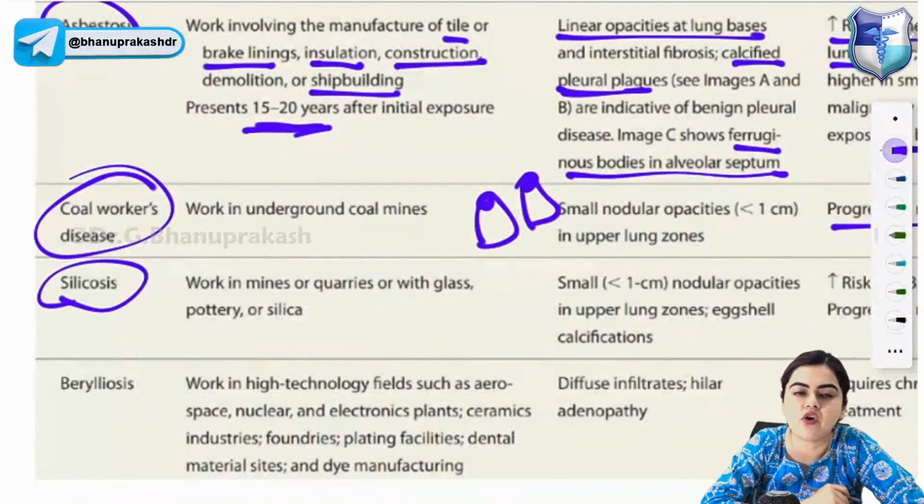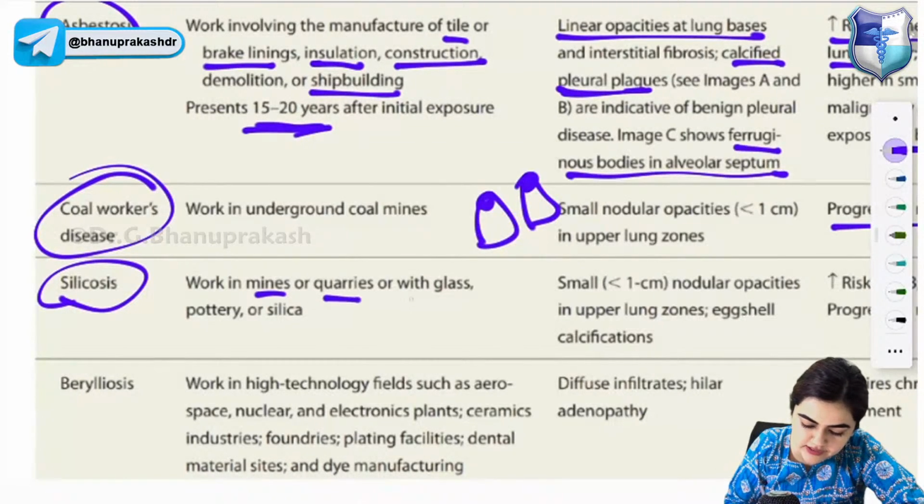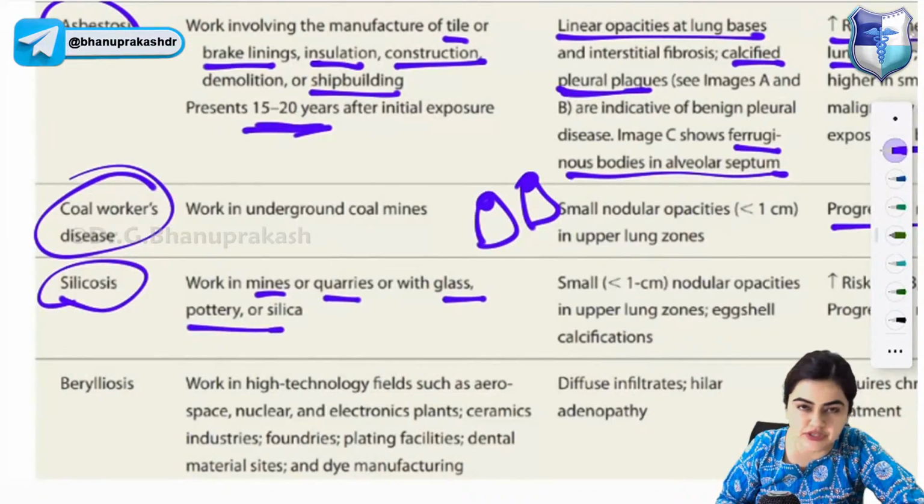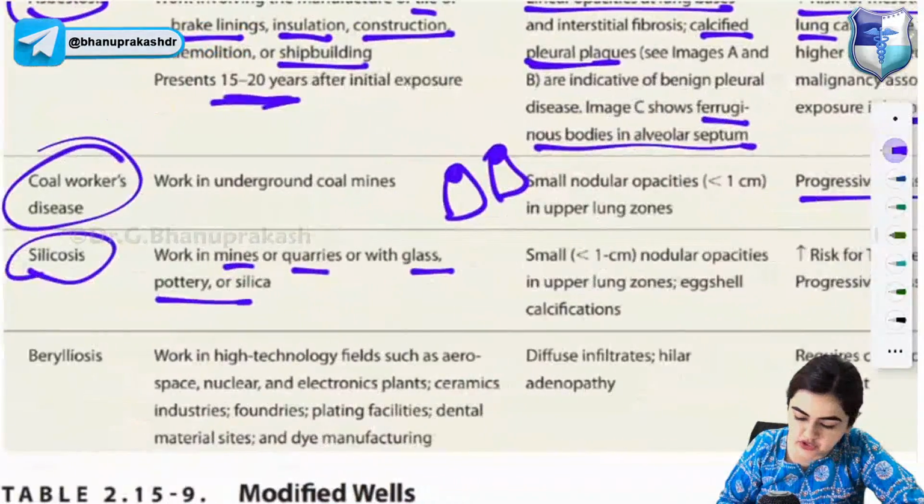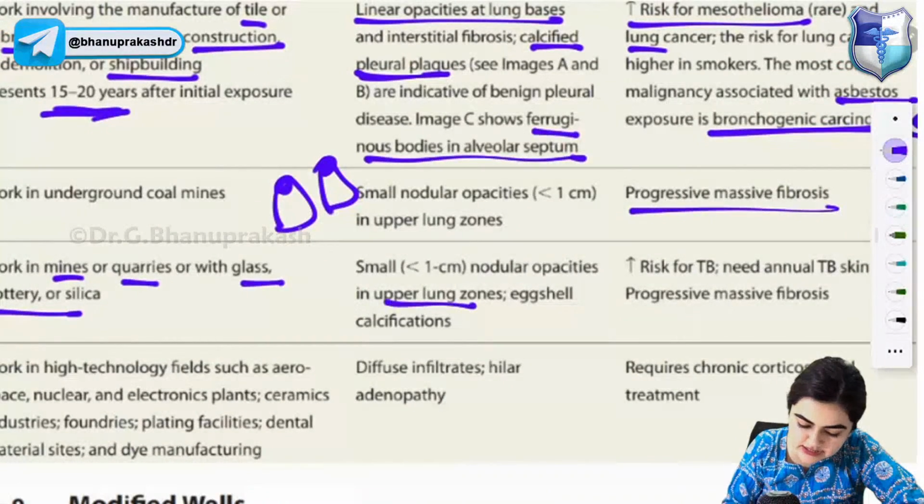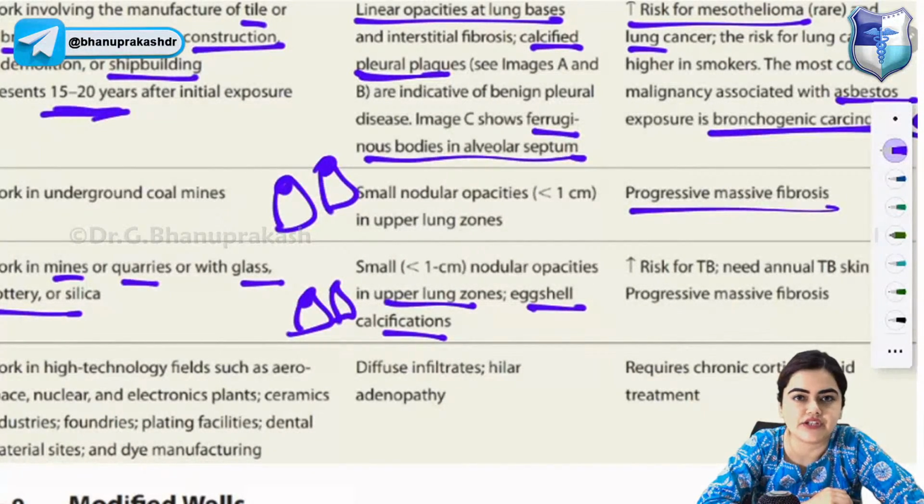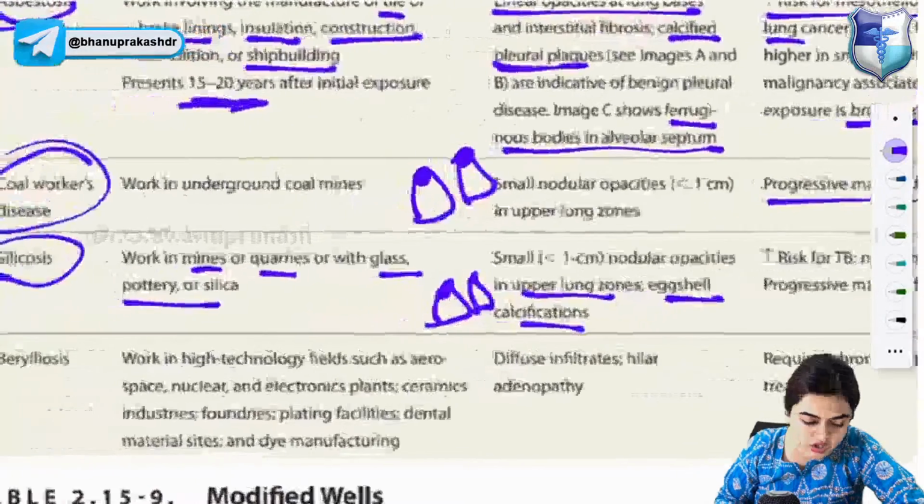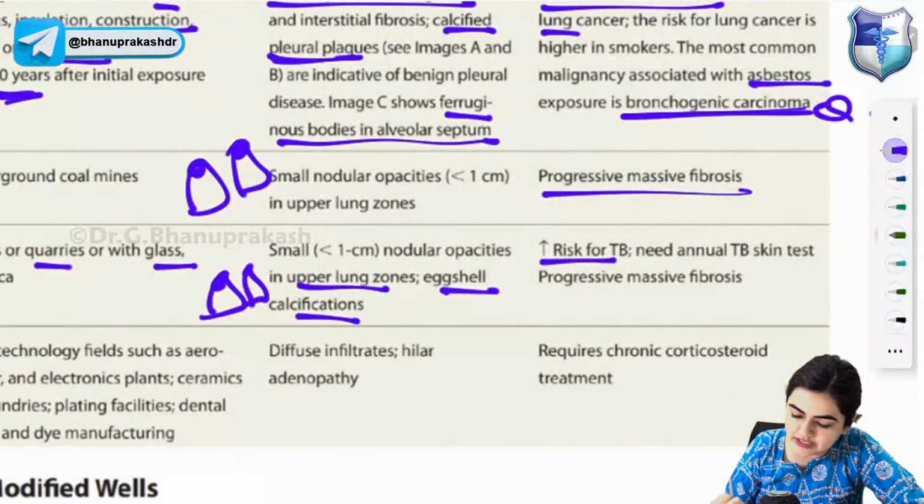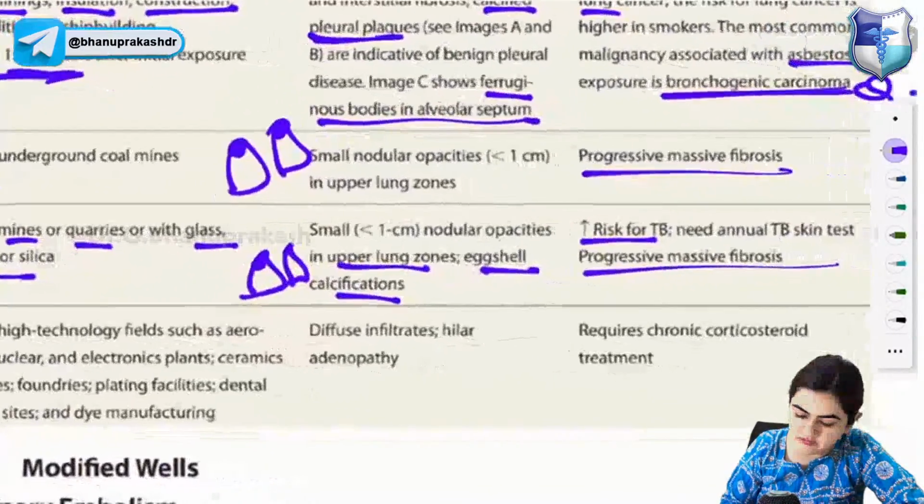Next one is silicosis. Silicosis is seen in workers who work in mine industries, quarries, or in the glass or pottery industry. In silicosis, you will see small nodular opacities in the upper lung zone and eggshell calcifications. Silicosis is associated with increased risk of TB, so you need an annual TB skin test, and a complication can be progressive massive fibrosis.